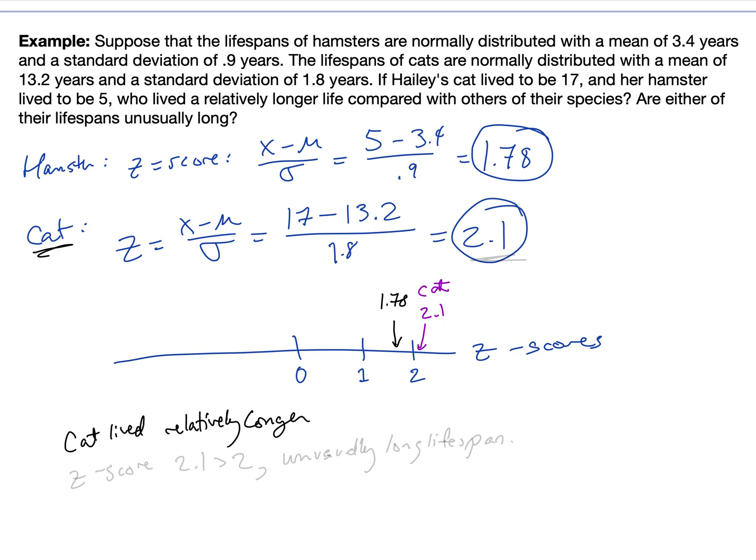And were either of their lifespans unusually long? Yes, the cat's lifespan had a z-score of 2.1. So its z-score of 2.1 was greater than 2. And so this was unusually long. Whereas the hamster's lifespan was between -2 and +2. It was not unusually long or short. It was within the 95% of the rest of the data.